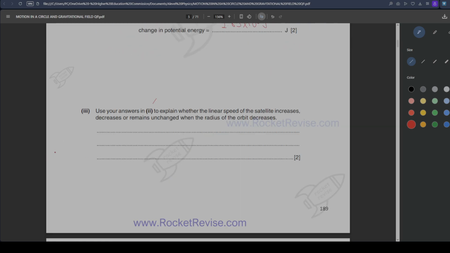So it's similar to your kinematics questions where whenever you had a decreasing gravitational potential energy, our kinetic energy increased, okay. So in this case all you need to write is that the change in kinetic energy is positive, hence as the radius of the orbit decreases, the speed of the satellite increases.